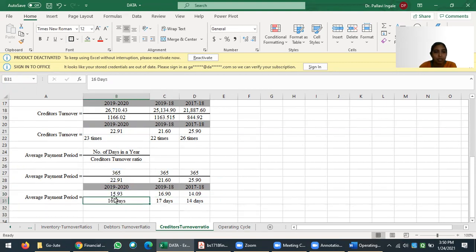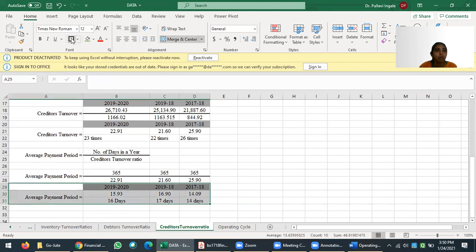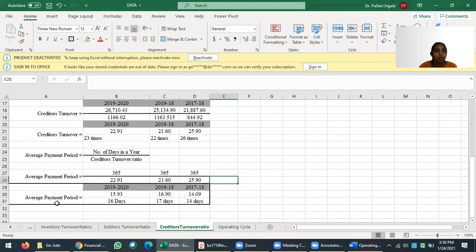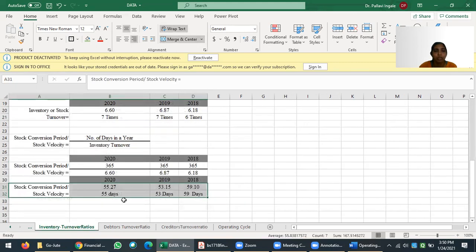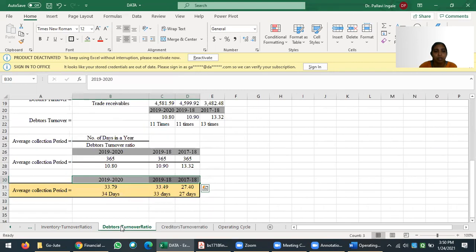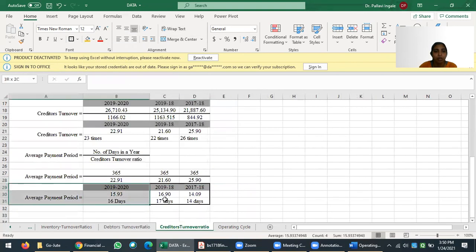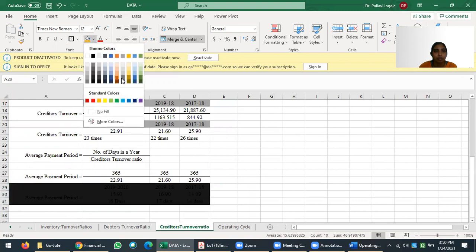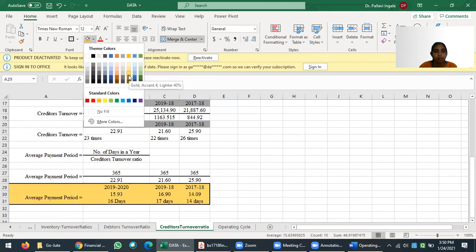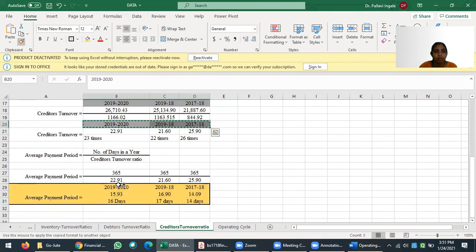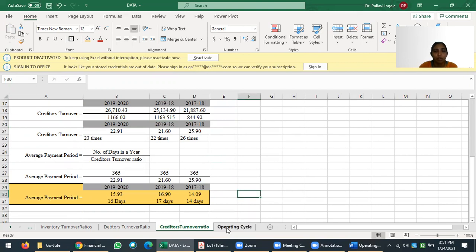Okay, so I can say this is 15.93, means what? 16 days on average, because days are there. So it is 16.90, 17 days, 14.92 days, 14 days. Okay, so now we have calculated the last parameter of our operating cycle, the average payment period for creditors. Okay, we have done the inventory turnover ratio. We have done the debtors collection period, and just now we have calculated the creditors also. All three are done. Now we have to calculate the operating cycle.